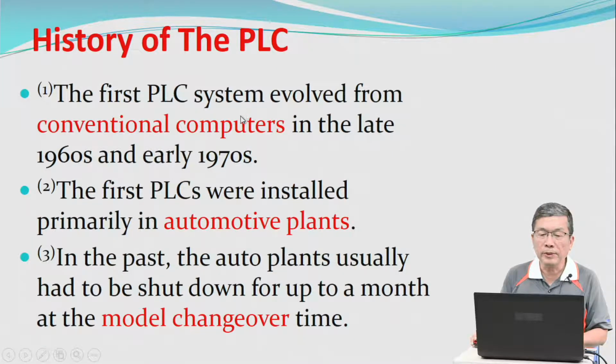The first PLC system evolved from conventional computers in the late 1960s and early 1970s. Primarily, the first PLC were installed primarily in automotive plants. In the past, the auto plants usually had to be shut down for up to a month as the model changeover time.